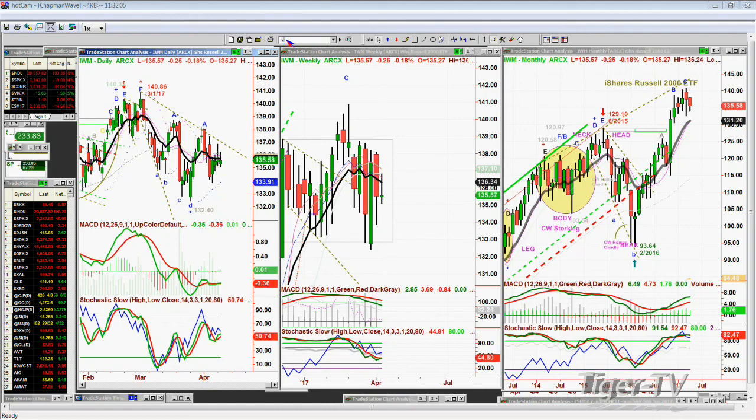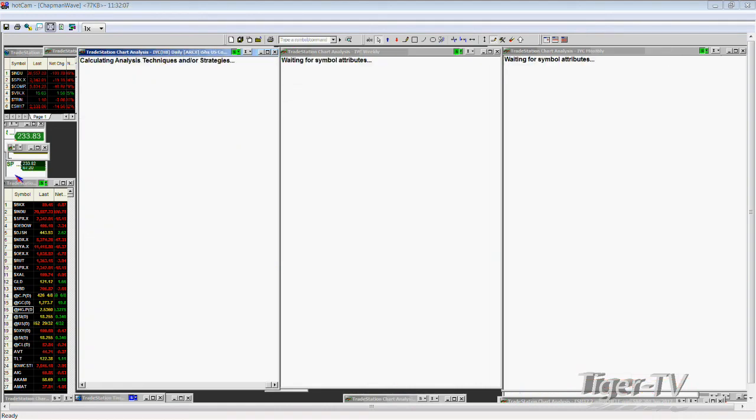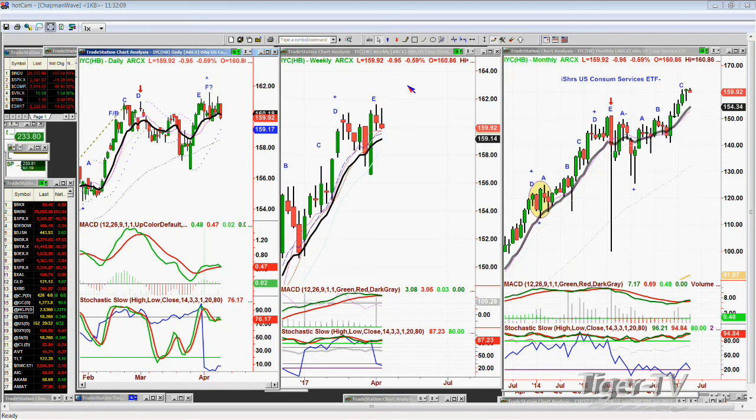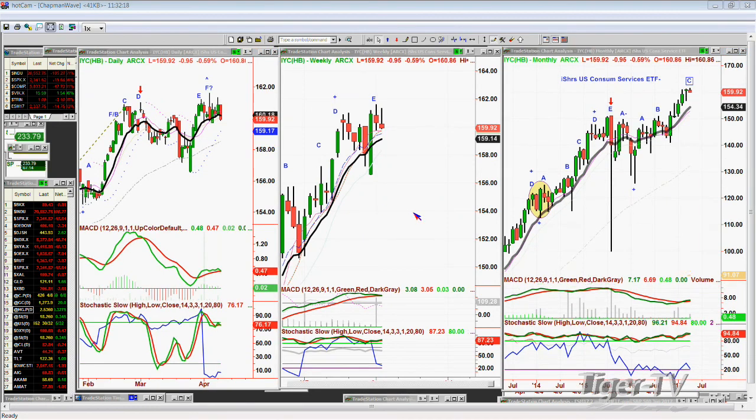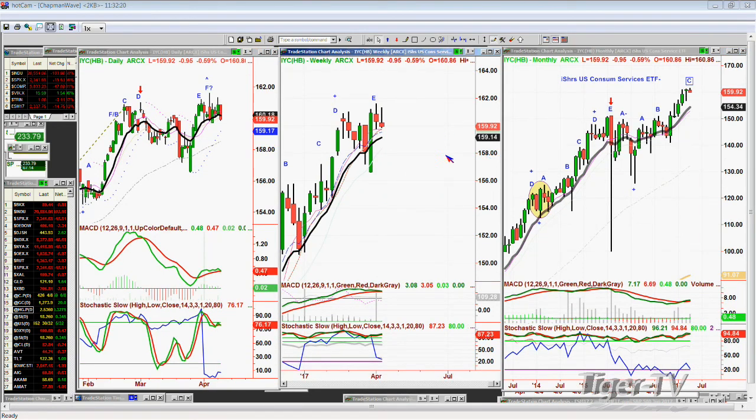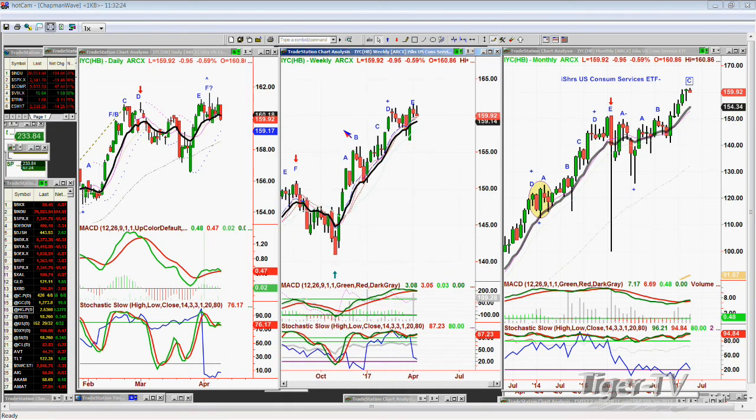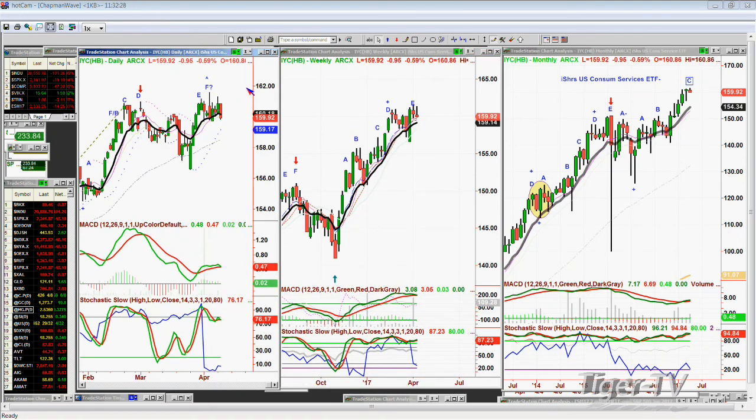What is very important here is if you look at the IYC, the iShares US Consumer Services ETF, all-time high, leg C in the monthly. Weekly chart went to, I'm calling this an E for now. I don't see any reason why I shouldn't call it an E. Let's see. Yep. And in the daily chart, the IYC at 159.92, down 95 cents. This is what I call a Chapman wave.